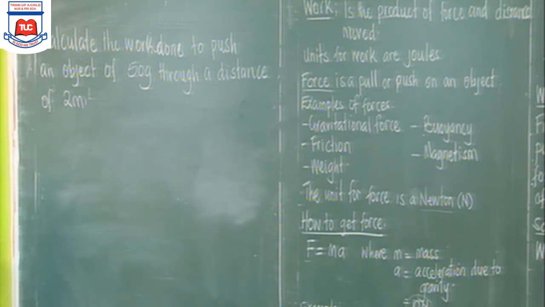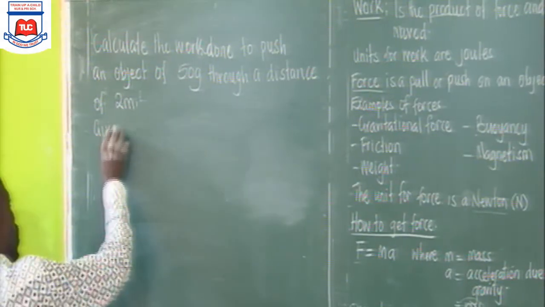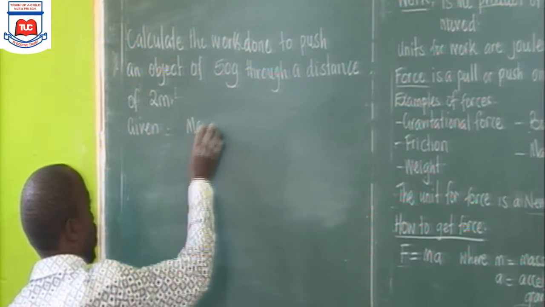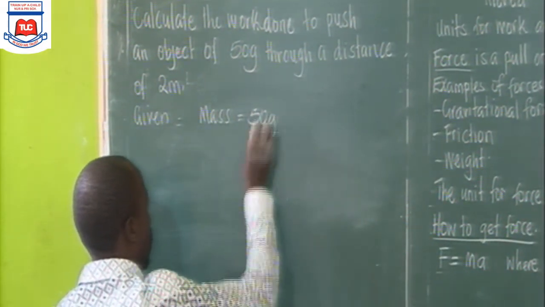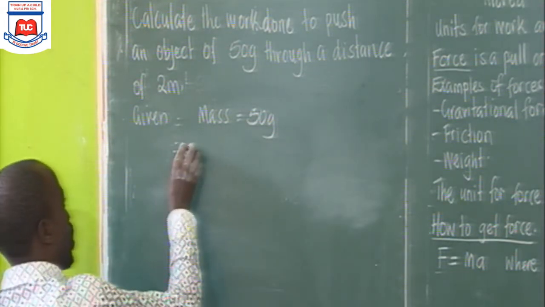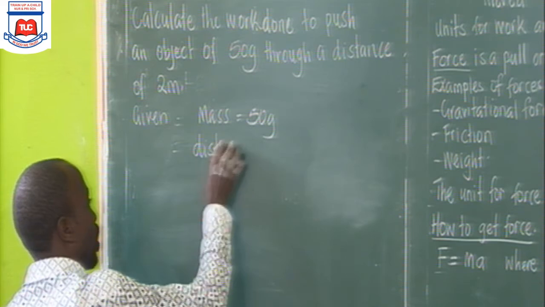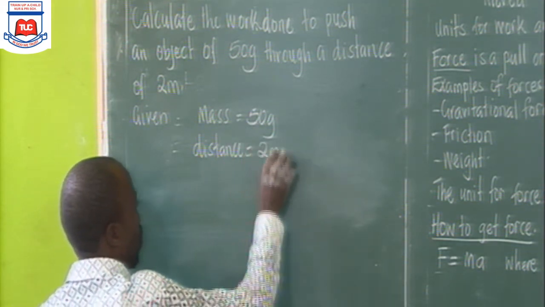Let's first of all find out what has been given. Given is mass, which is equal to 50 grams. Okay? Then given also is the distance. The distance is equal to 2 meters.